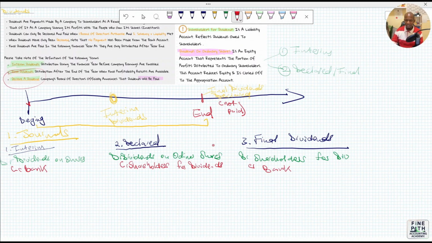So again, this is after year end. That's right, this is after year end, which is the next financial period.